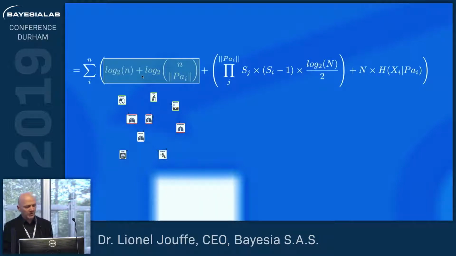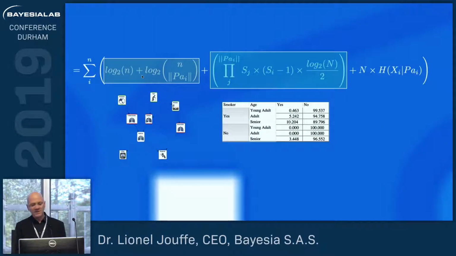So this is purely for describing the graph. We are just estimating how many bits we need to represent the structure, the qualitative part. This is for estimating how many bits we need to represent the parameters in this network. So the more parents you have, the bigger these tables will be, and then the more bits you are going to need for representing this network, right?